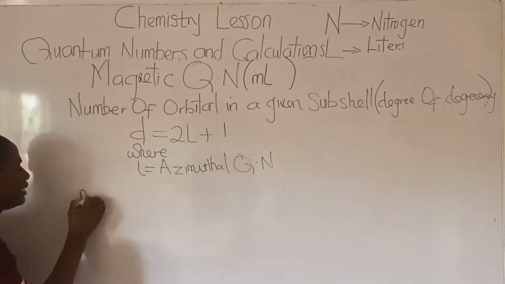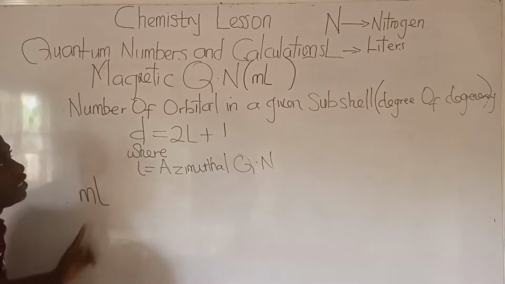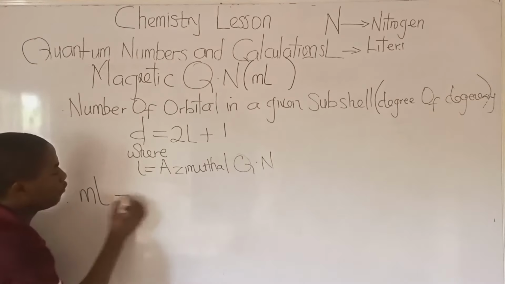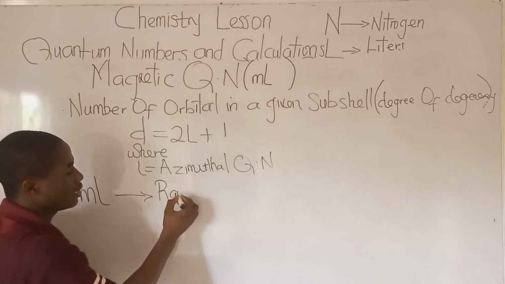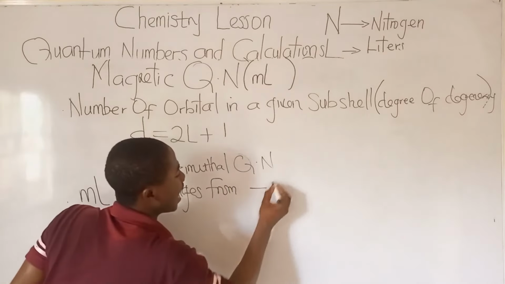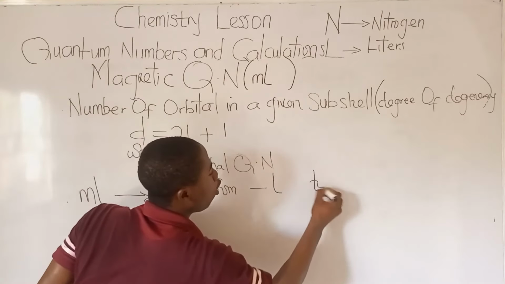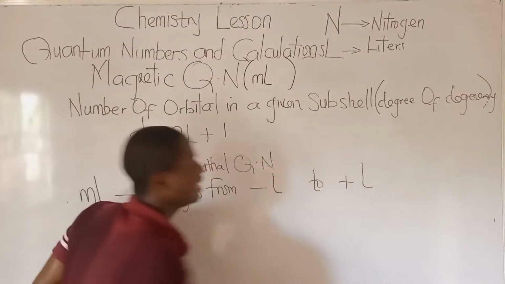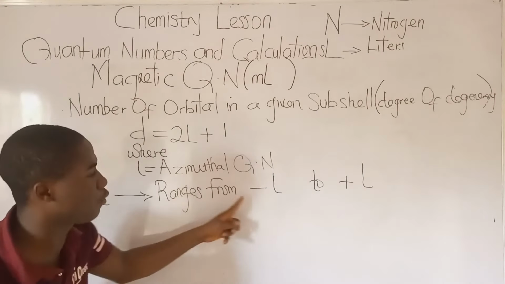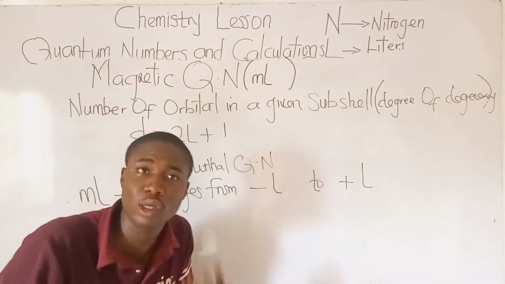And it must be noted that this magnetic quantum number that is denoted as ML ranges from minus L to plus L. This is very important. What did I say? The magnetic quantum number ranges from what? Minus L to plus L.